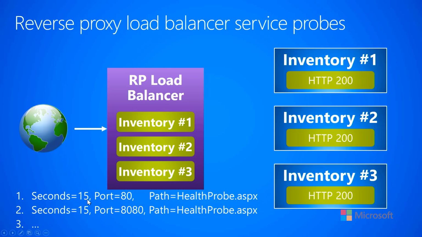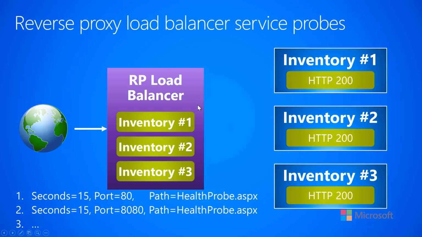With each probe, you specify some amount of time, like 15 seconds. And you're saying to the load balancer, every 15 seconds, I want you to go and probe each of these service instances to see if it is healthy or not. And then you can say, probe it on port 80, and then I have another one that we're going to probe on port 8080. And then I can say, and what is the path? So this would be something like causing the load balancer to make an HTTP request to the IP address for inventory number 1, port 80 /healthprobe.aspx, or whatever you want over here.